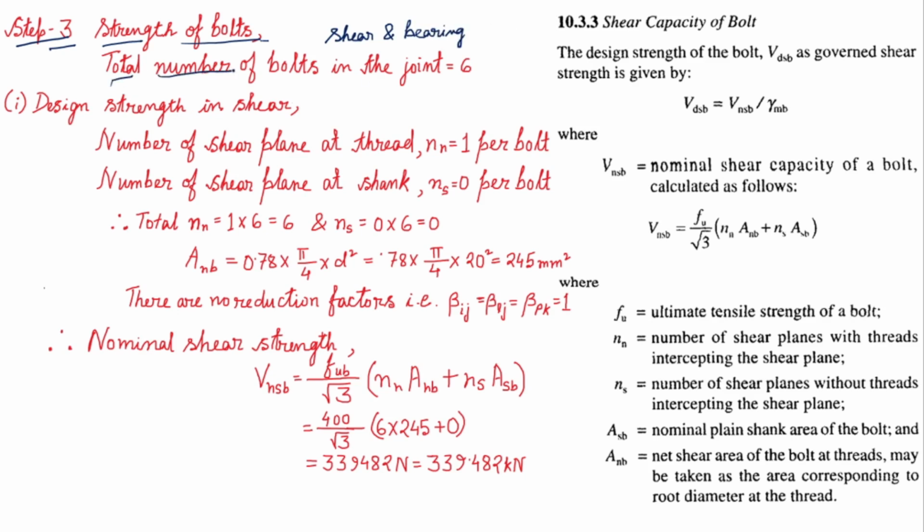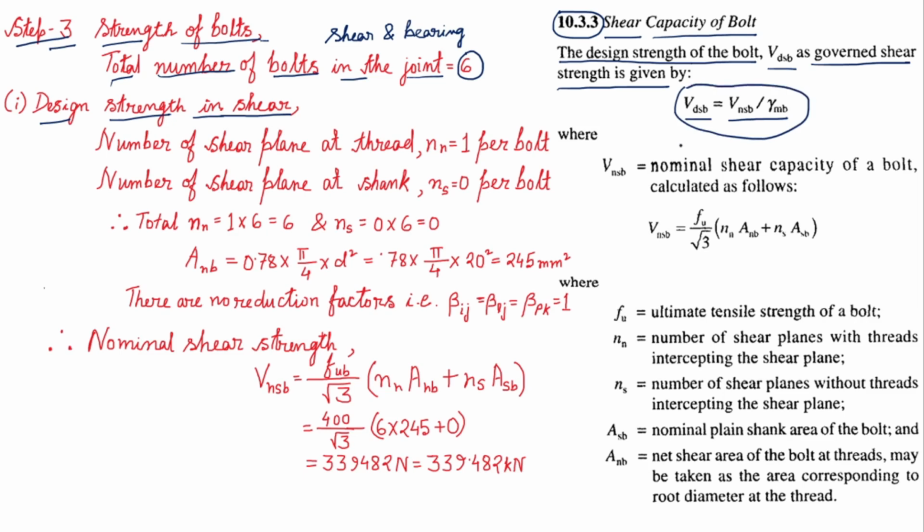Here the total number of bolts in the joint is 6. To calculate the design strength of the bolt in shear, you have to follow clause number 10.3.3, which gives the shear capacity of the bolt. The design strength of the bolt, VDSB, as governed by shear strength, is given by VDSB equal to VNSB divided by gamma MB. So this formula we have to use to calculate the design strength of the bolt in shear.